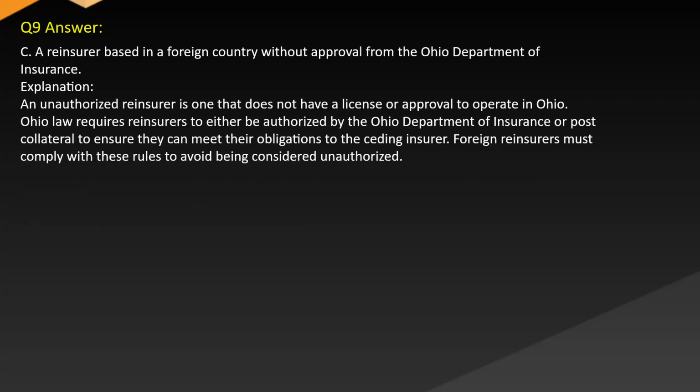Answer: C. A reinsurer based in a foreign country without approval from the Ohio Department of Insurance. Explanation: An unauthorized reinsurer is one that does not have a license or approval to operate in Ohio. Ohio law requires reinsurers to either be authorized by the Ohio Department of Insurance or post collateral to ensure they can meet their obligations to the ceding insurer. Foreign reinsurers must comply with these rules to avoid being considered unauthorized.